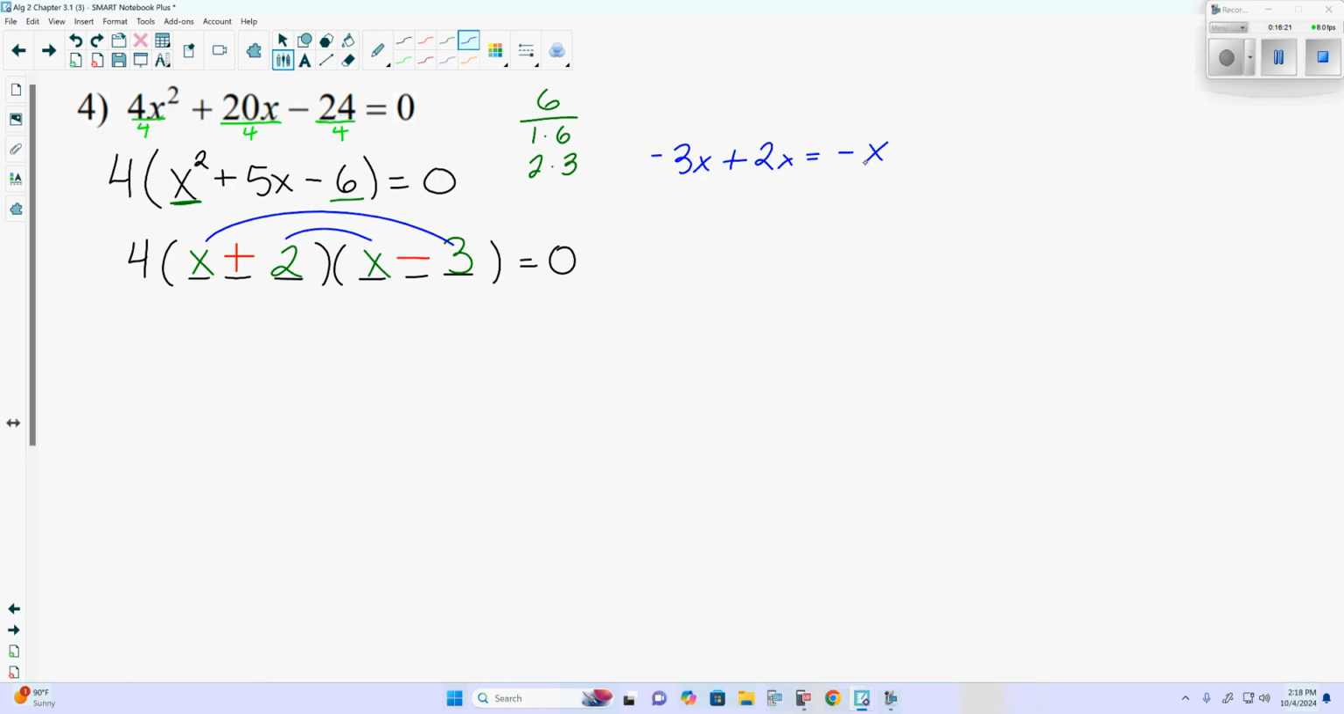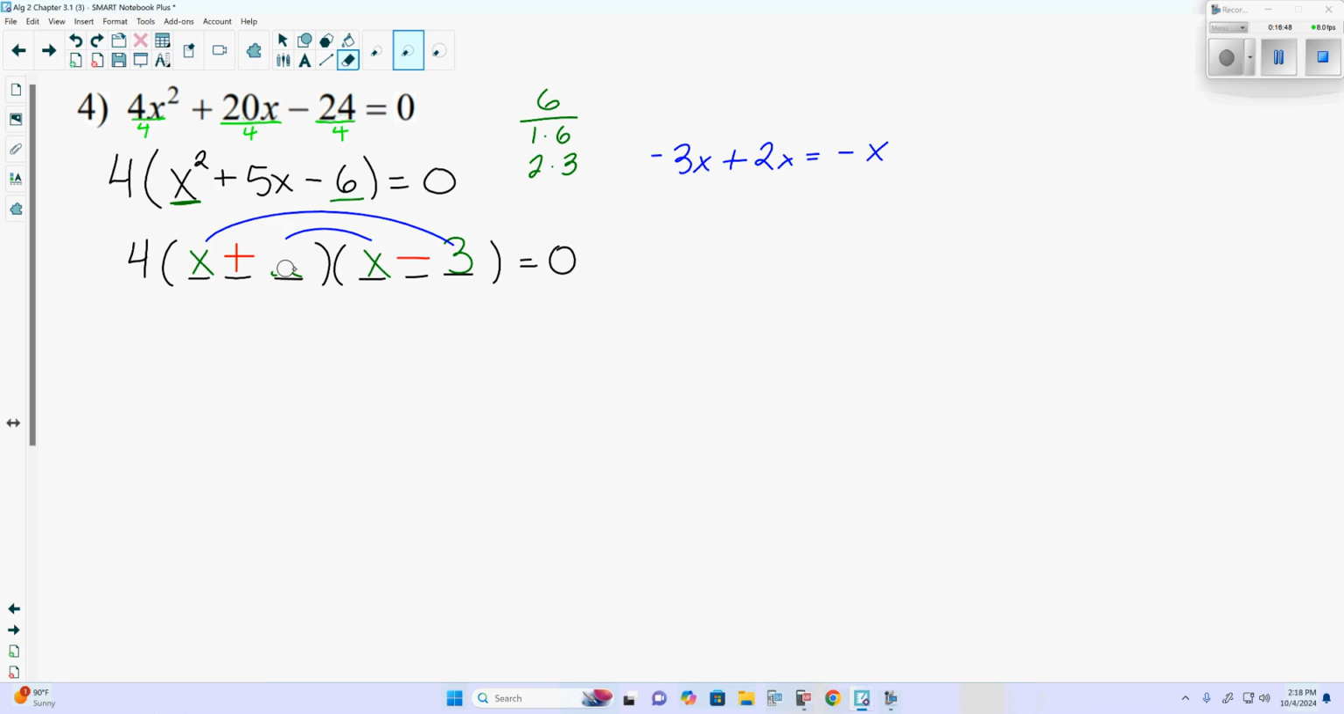Now we could switch the 2 and 3, and that would give us a different middle term. It would actually be positive x, not negative x. And the reason for that is because what are the numbers in front of x? 1 and 1. Yes, they're the same. So if the numbers in front of x are the same, switching that constant term isn't going to really change much. Now, I'll show you that here.